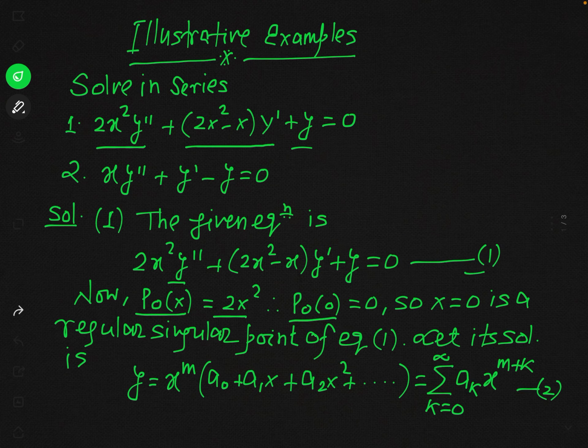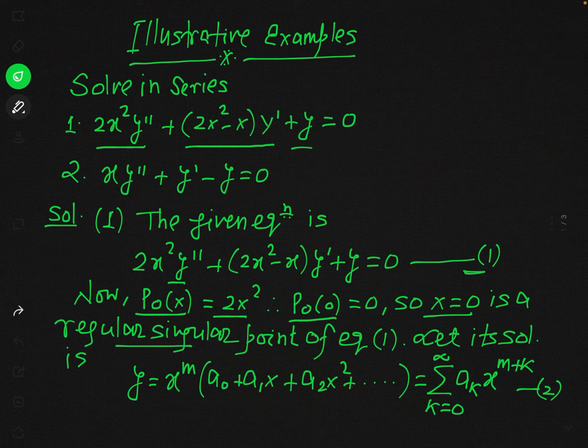And we have seen that when x into p(x) and x square into q(x) have derivatives of all orders in the neighborhood of x equal to 0, then it is called a regular singular point. You can check, when you find the value of x into p(x) and x square into q(x), that the derivatives of those functions of all orders will be defined in the neighborhood of x equal to 0. So you can say that x equal to 0 is a regular singular point of this equation 1.